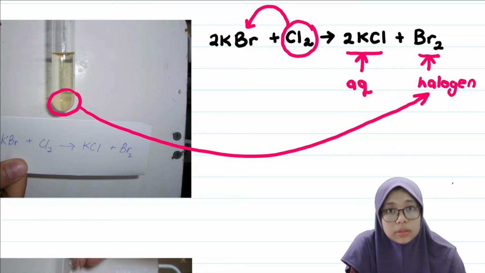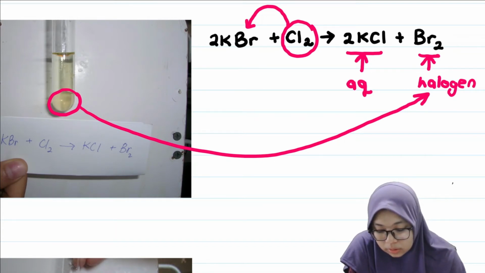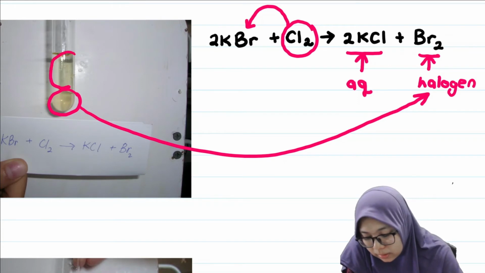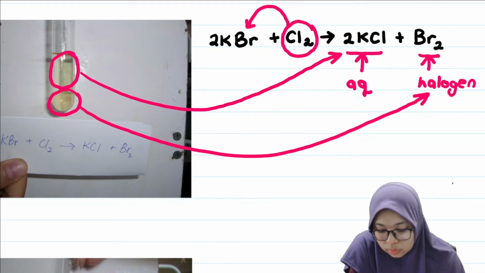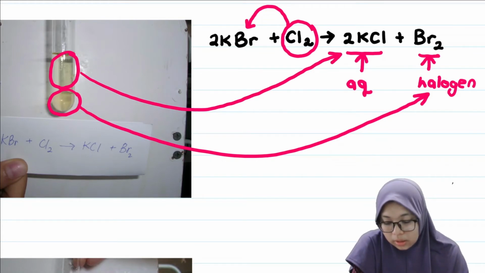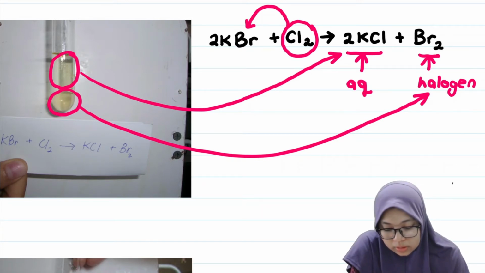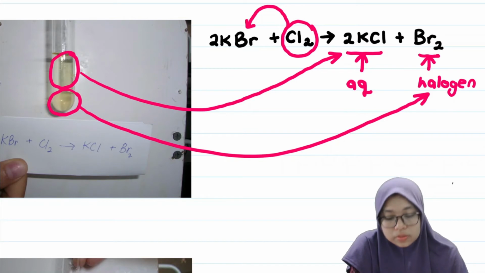So it's yellowish brown. The upper part of the test tube is actually potassium chloride, so it is almost colorless or pale yellow in color. So this reaction produces a new product. And this reaction is also a redox reaction. How do we explain this redox reaction?